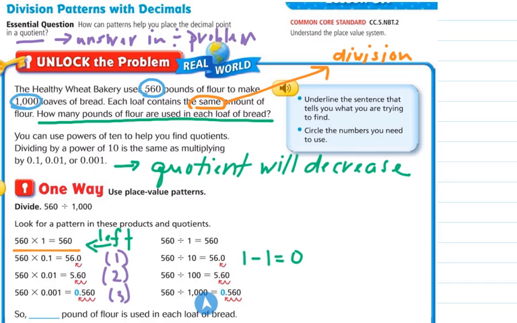560 divided by 1,000 is 560 thousandths. And you see it's dividing by 1,000, we lose 3 place values. So just like in the previous problems, we lose 3 place values, we lose 2 place values, and we lose 1 place value. So 56 hundredths pound of flour is used in each loaf of bread.